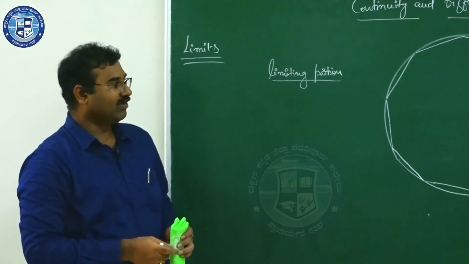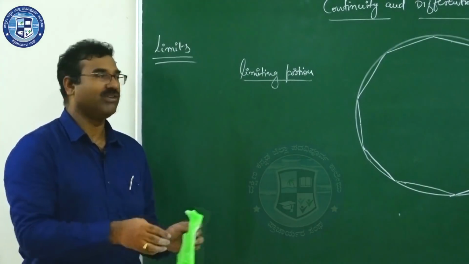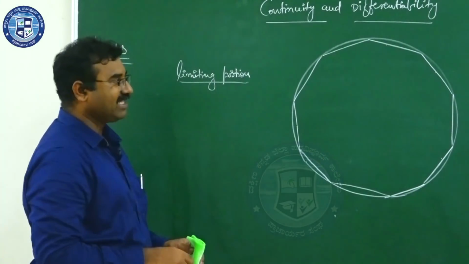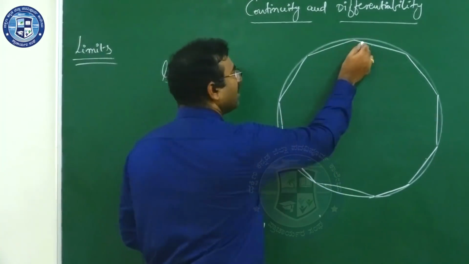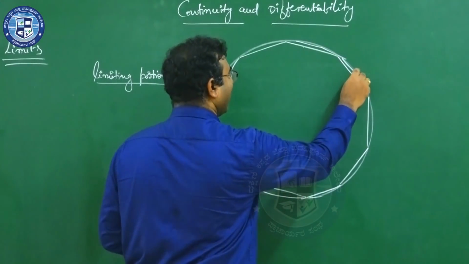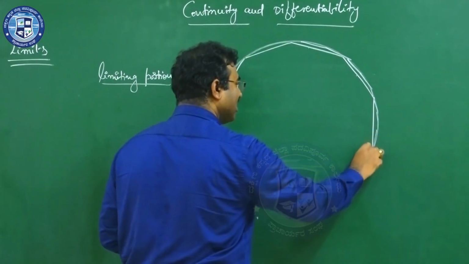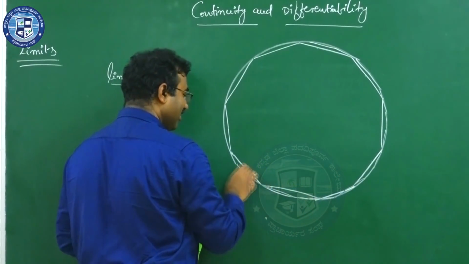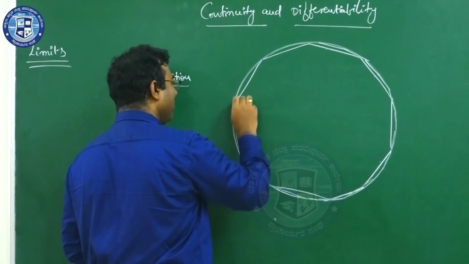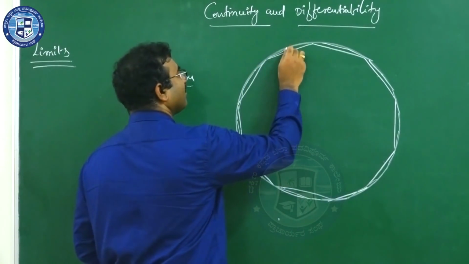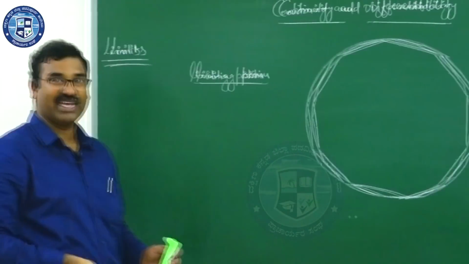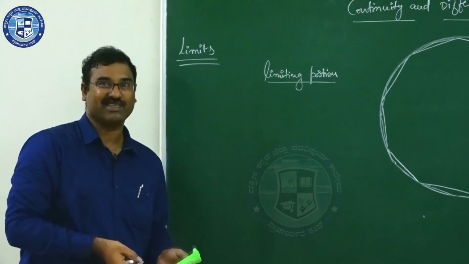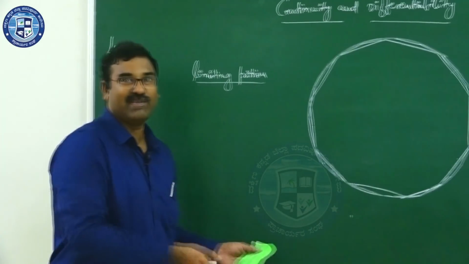If you keep on increasing these sides, suppose you increase it to 100 sides for the polygon you have inscribed in this circle, it is very close to the circumference, right? Suppose you take 1000 sides or 10,000 sides, then what happens? What is the limiting position of this process?